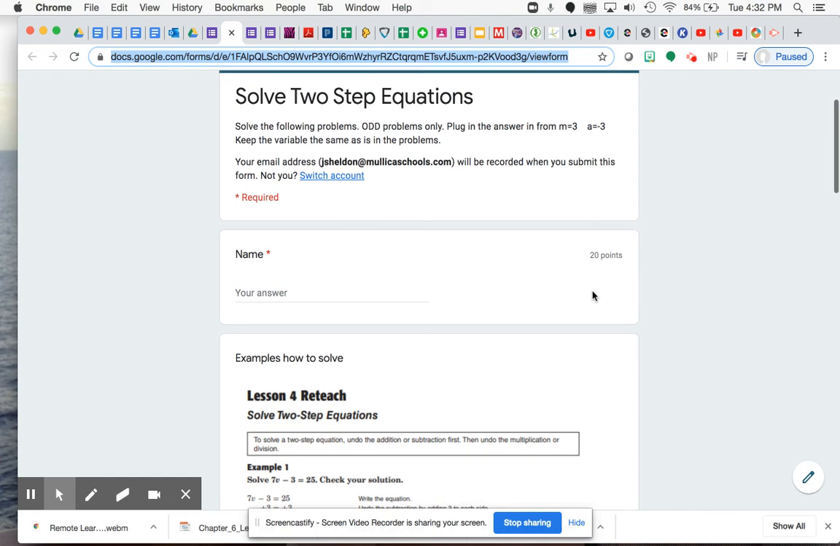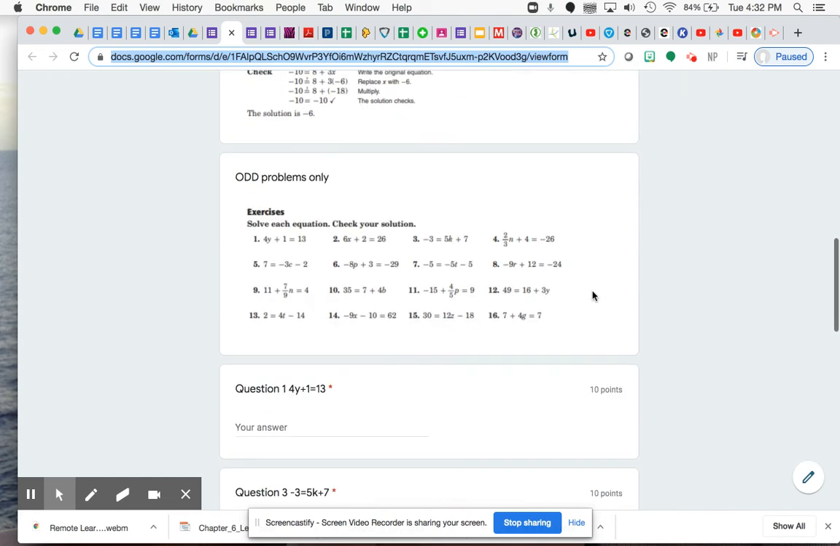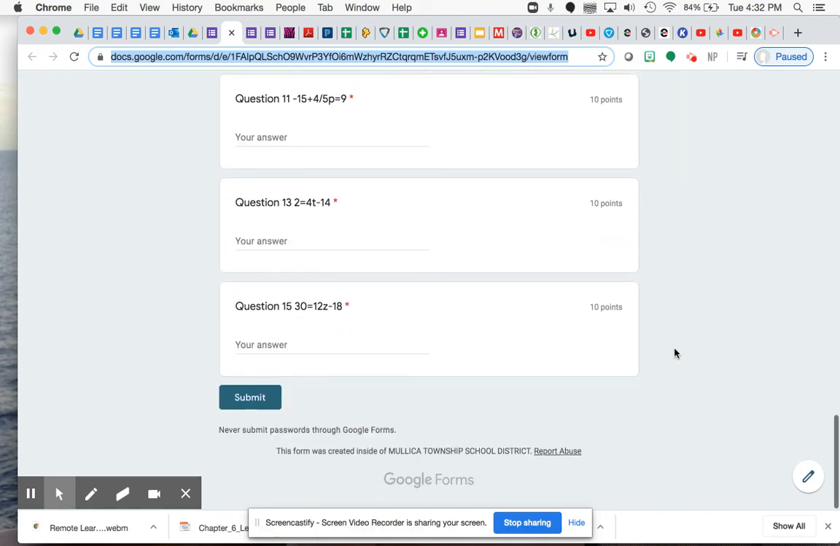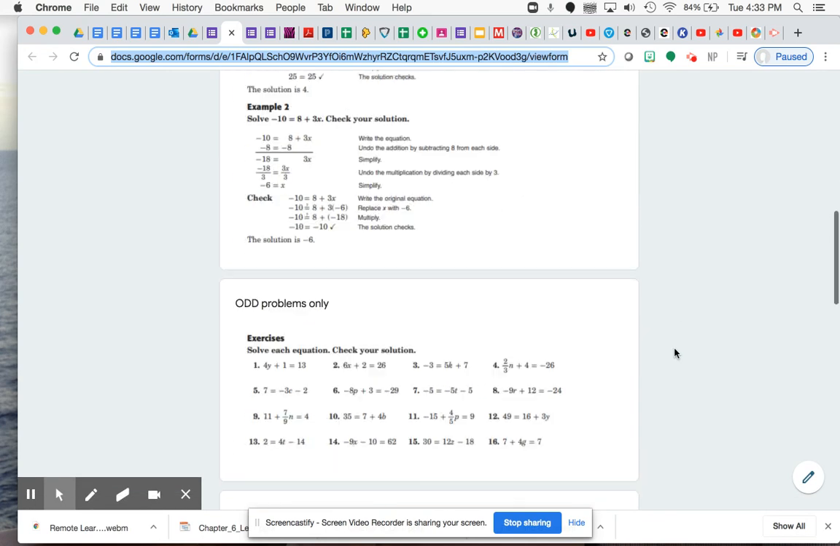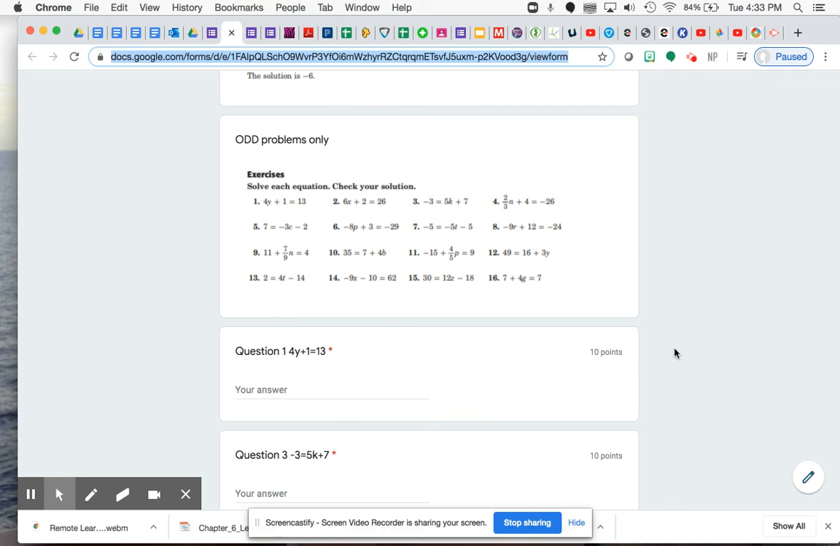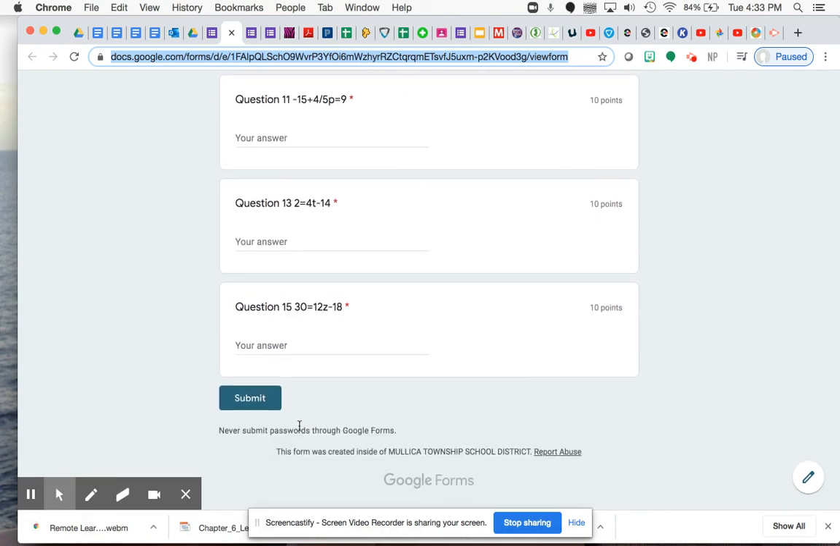Again, this is what you should be working on today to get your grade. So make sure that you're paying attention to all the directions. Again, I would definitely write your work on a separate sheet of paper. That way, at least then you can easily just type it right into the Google form and submit it.